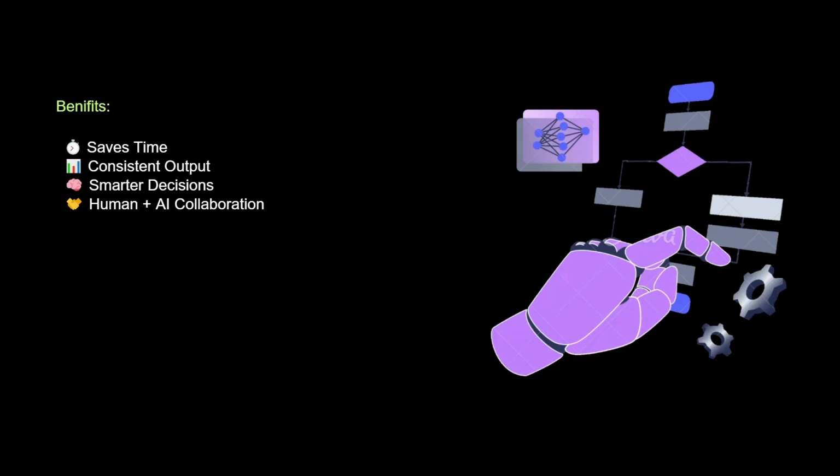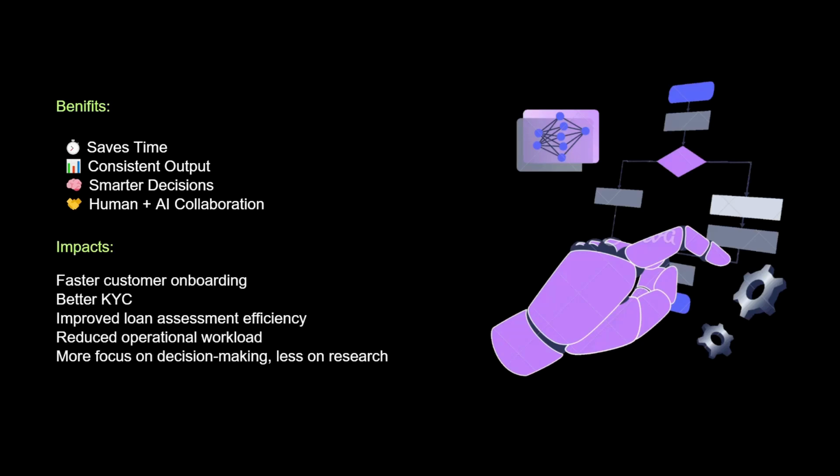So let's understand the benefits of this use case. It saves time, reducing manual research from minutes to seconds. It gives consistent output and smarter decisions, helping the banker quickly understand the customer profile. It is low risk, since it uses publicly available data, and it enables human plus AI collaboration, where the agent can assist and the human can decide. This is exactly where agentic AI adds value, not replacing the human but removing the friction. The impact will be faster customer onboarding, better KYC, improved loan assessment efficiency, reduced operational workload, and more focus on decision making, less on research and manual work.